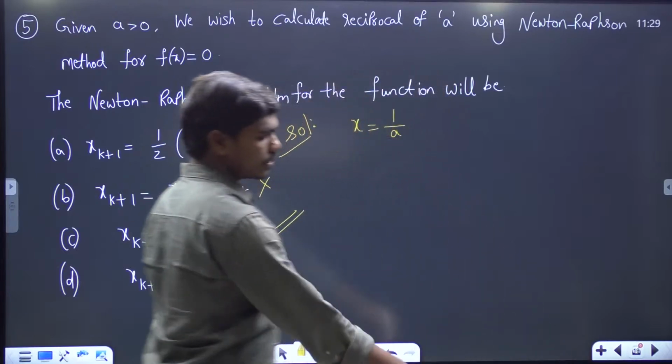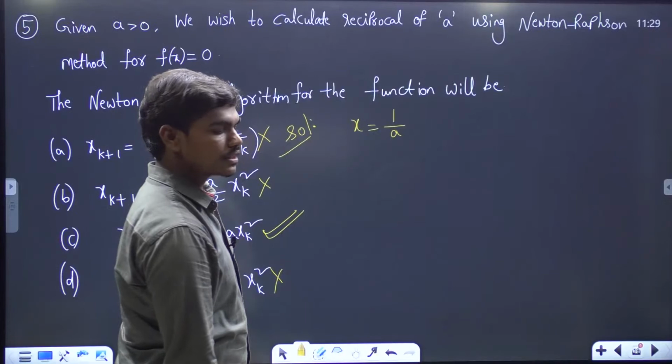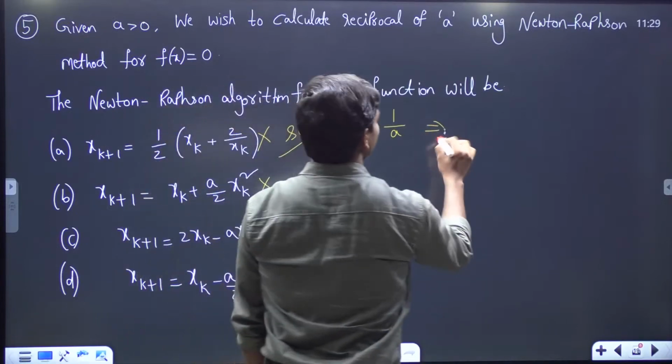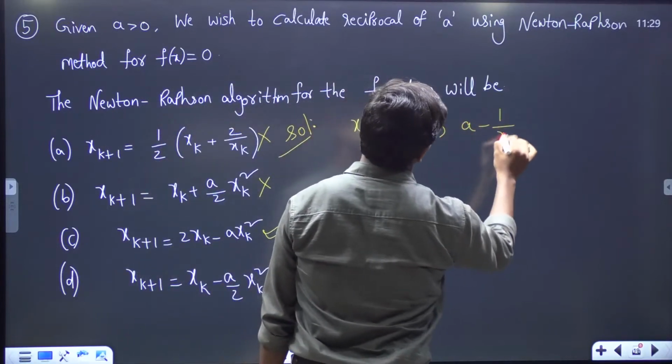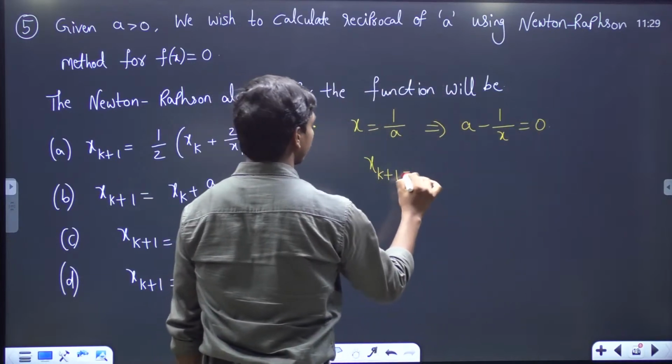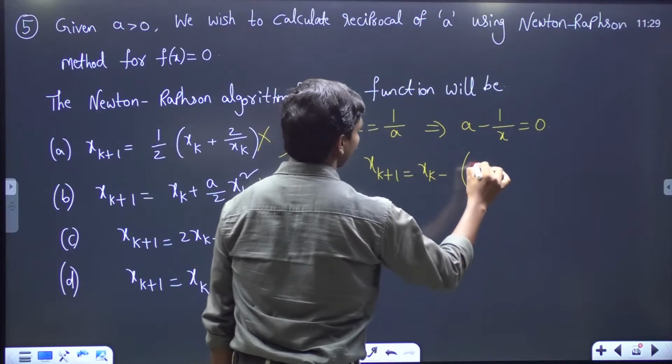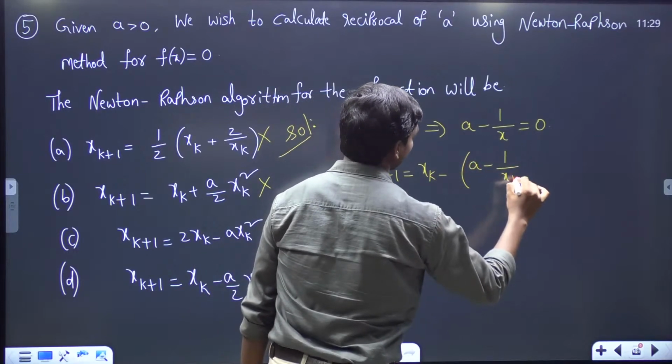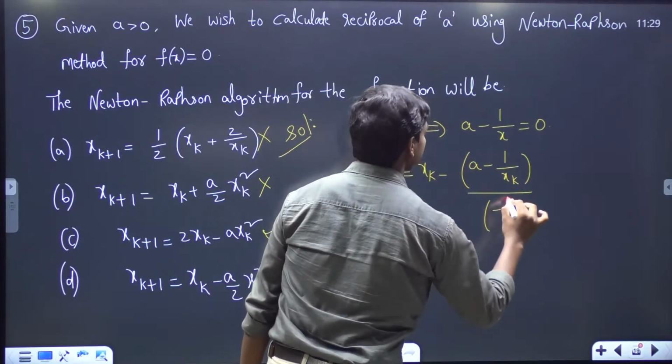Yes. So now, what do you think is correct, Gayatri? See here, we have a minus 1 by x is equal to 0. Correct? So xk plus 1 is equal to xk minus f of xk divided by f dash of xk.